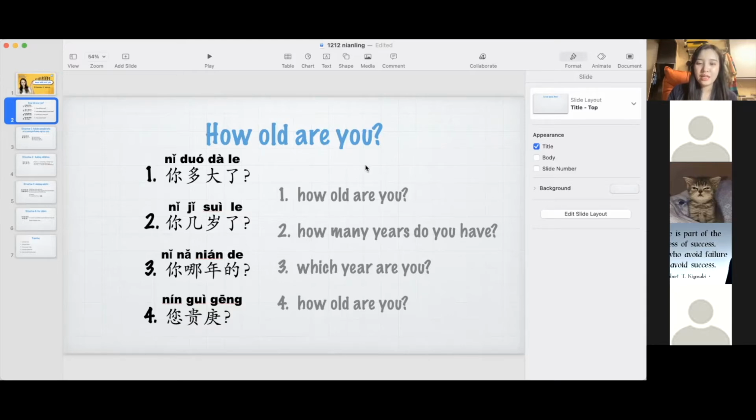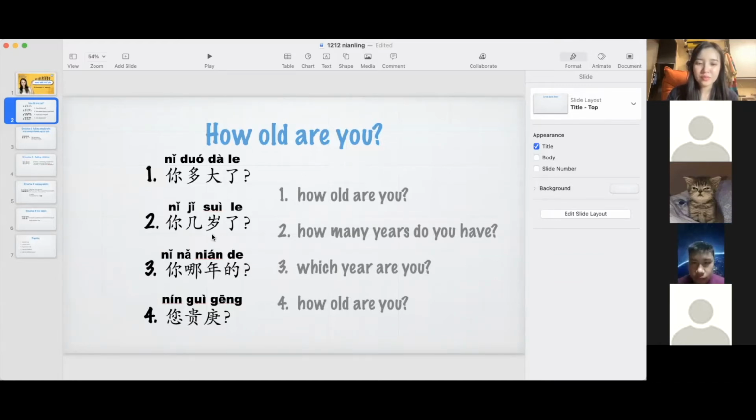Right here, these are the literal translations of this sentence. Like 你多大了? Actually, 大 is big. 你多大了? How big are you? It's really like that, but 你多大了 means how old are you? This is the pretty common way to ask about your age.